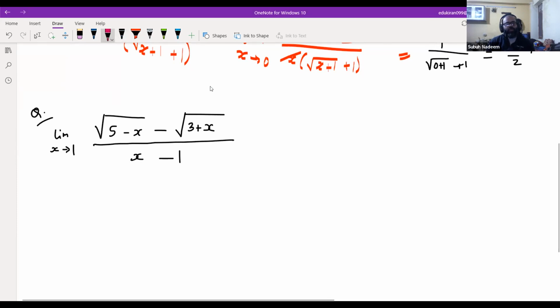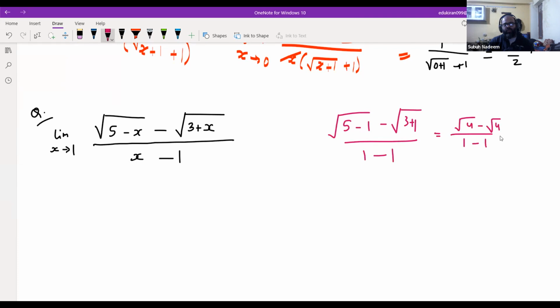How can you suggest? You can't put x equal to 1 here, because if you put x equal to 1, what will happen? Root of 5 minus 1 minus root of 3 plus 1, by 1 minus 1. This will be root over 4 minus root over 4 by 1 minus 1. This is 0, this is 0. 0 by 0. So you cannot put it like that. Factorization you can't do here. So the option which is remaining is rationalization. So in rationalization, how would you do?